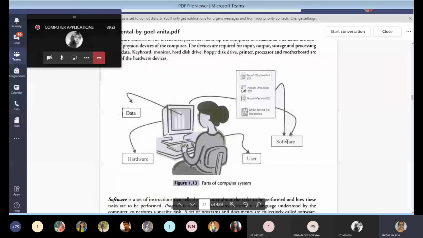And then the third one is the data. Data means whatever input you are giving to the system through the keyboard. And then, in order to do all this, a user is needed, the one who has to interact with the system. So these are the parts of the computer system.